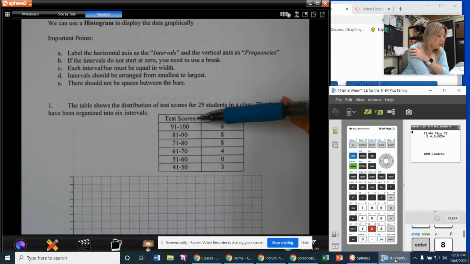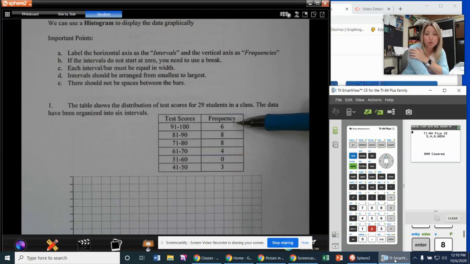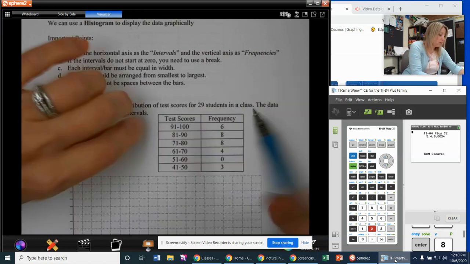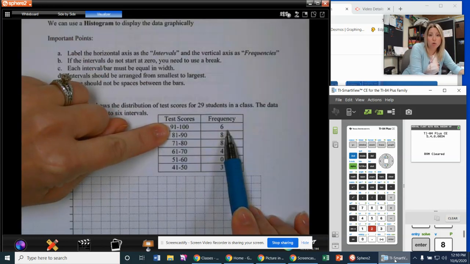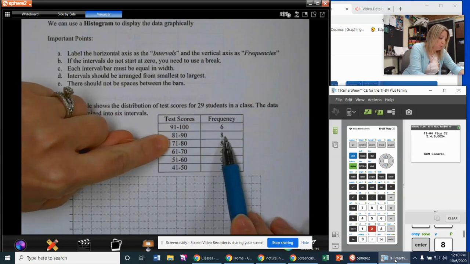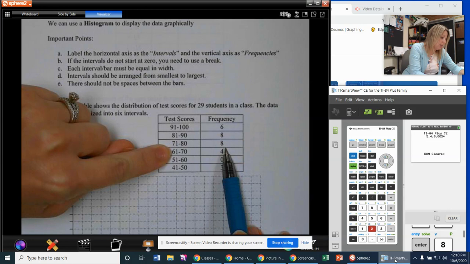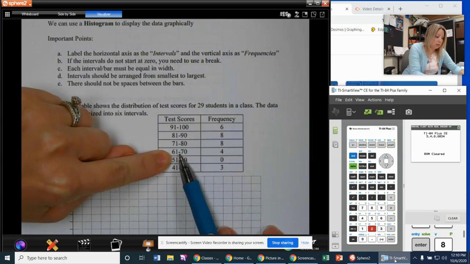So you can see we've got test scores here, and we've got our frequency of who's falling into those test scores. So how many data values in each of these areas, right? So 6 people got between a 91 and a 100. 8 people got between an 81 and a 90. 8 people got between a 71 and an 80. 4 people got between a 61 and a 70.